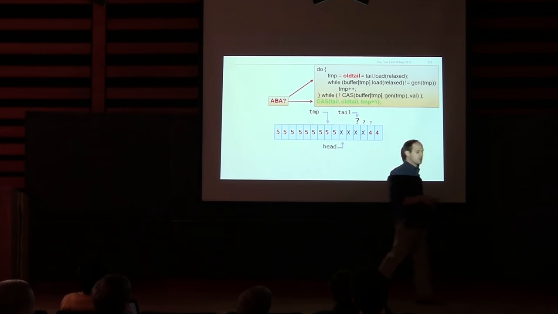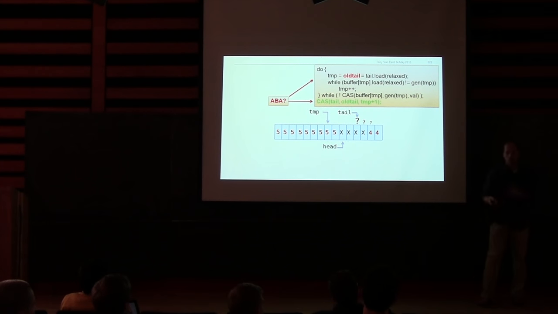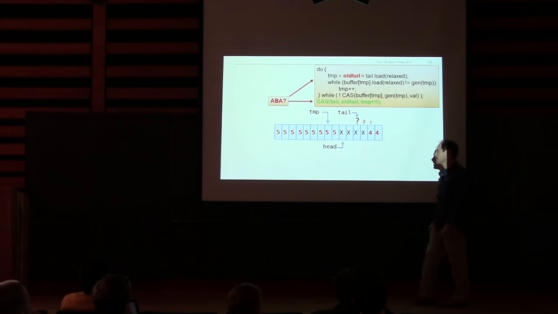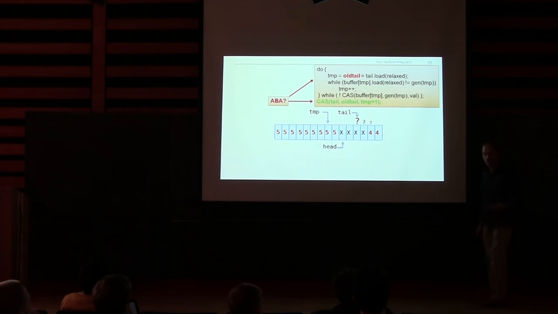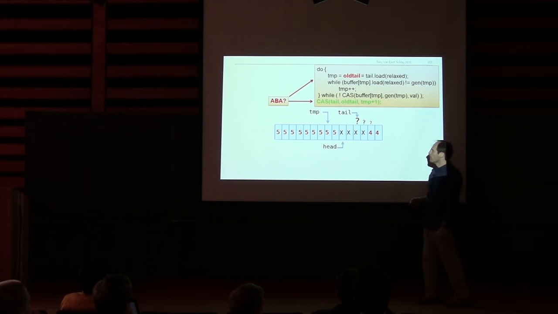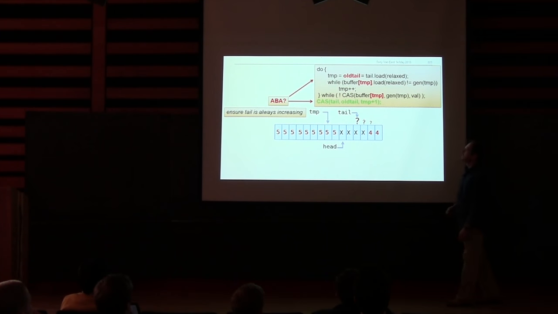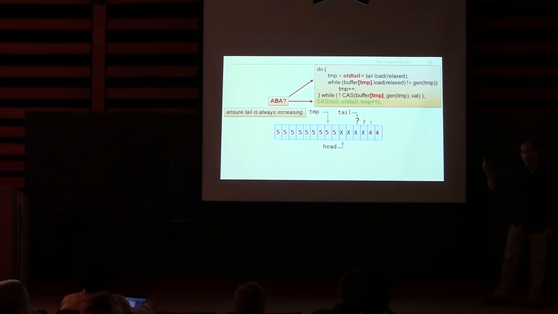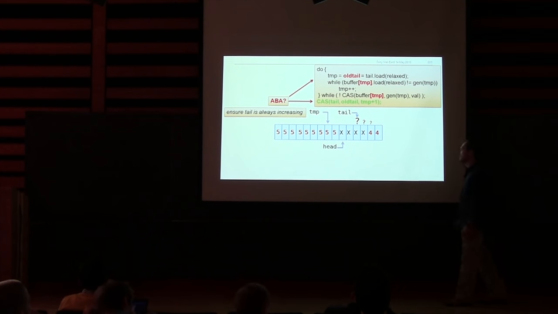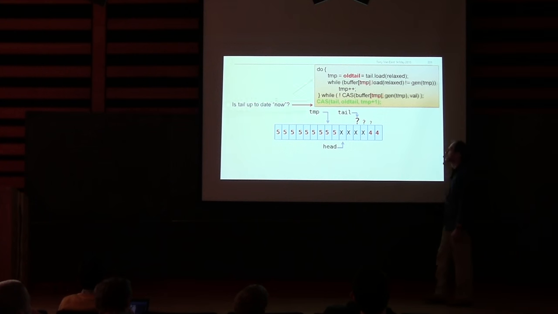That's the ABA problem. It happens a lot in node-based things because you have a node, you release that node, you allocate a node, and the allocator gives you the same node back that you just had a second ago, and you think these two pointers aren't equal, and it turns out they are equal because, again, memory's not infinite, so the allocator has to give you the same pointer back sooner or later. But we said that tail is always increasing, so we'll never get the ABA problem here. Another good reason to increase tail.